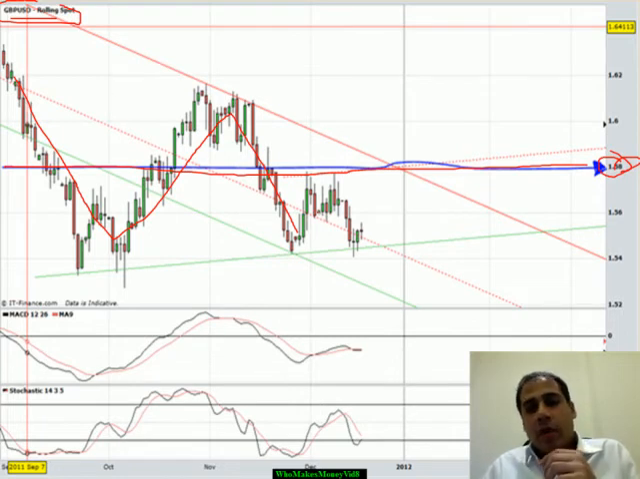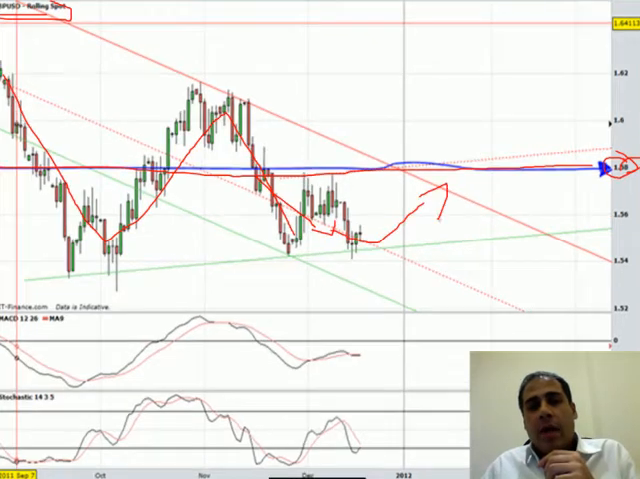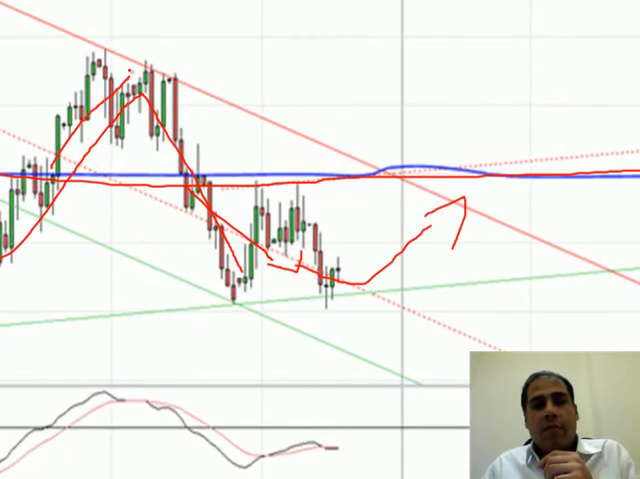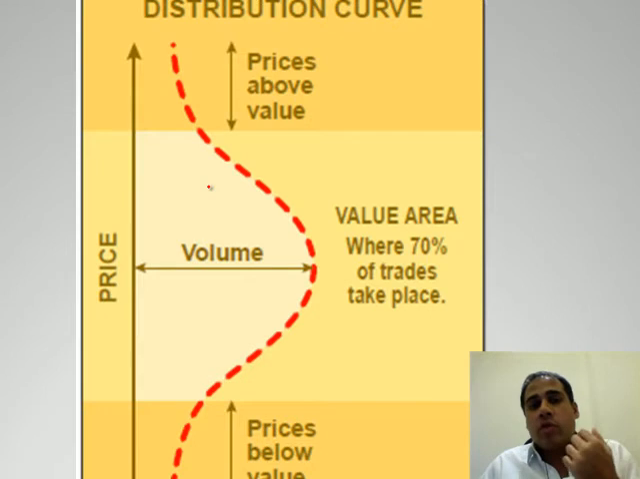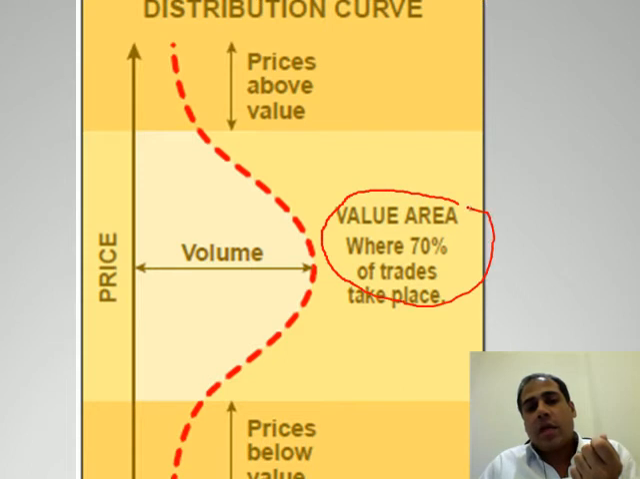And every time it moved too far below that, they were looking to go long and expecting a reversion back to it, and every time it moved too far above it, they were looking to go short and look for a reversion to the mean. A relatively straightforward strategy, you might say. And the reason behind this is they work on the basis that value, or where 70% of the trades take place, are around that central pivot point.